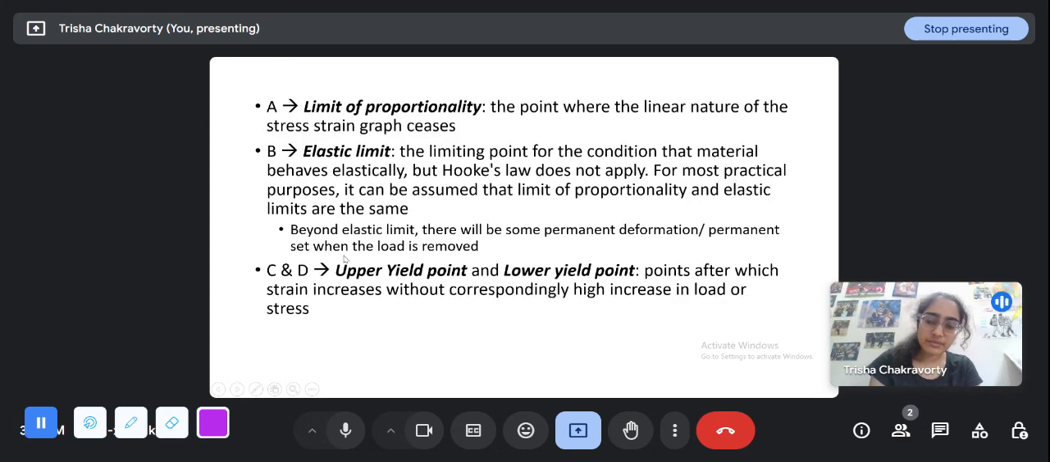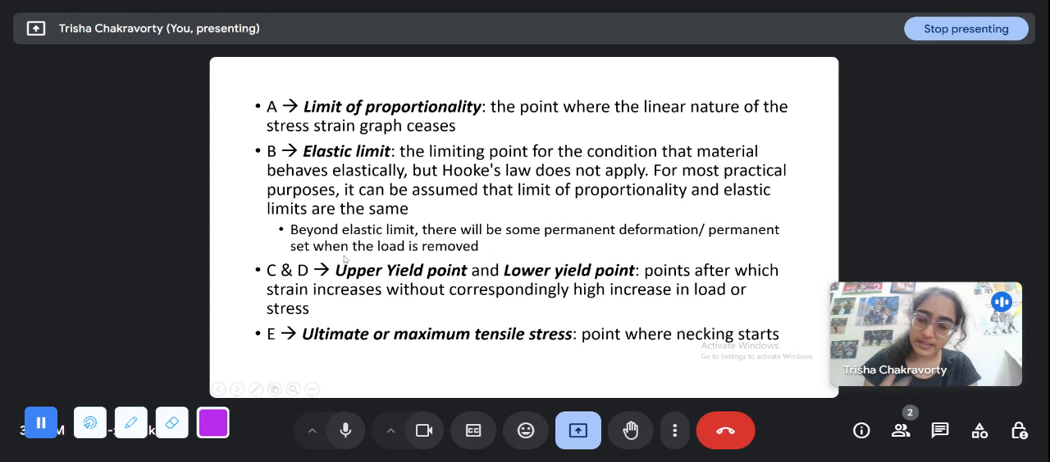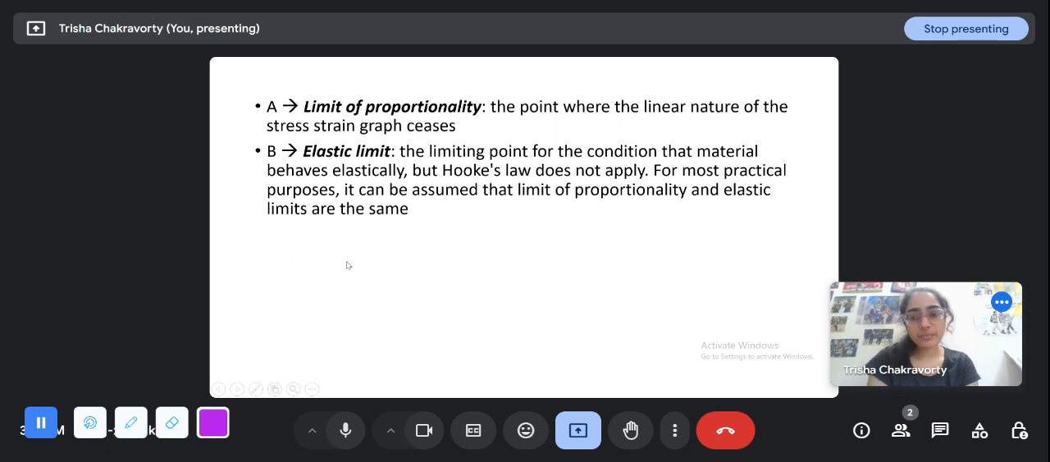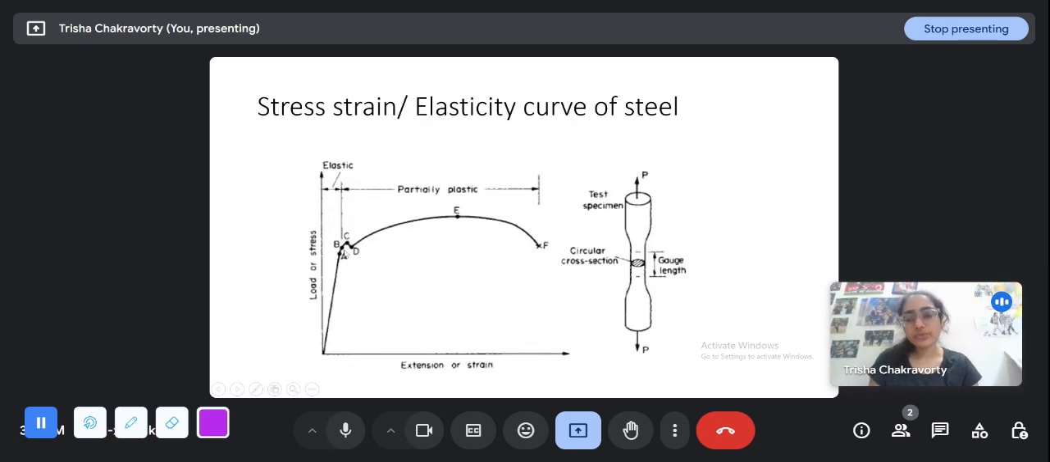After this, it starts to flow, and E is the ultimate or maximum tensile stress, the point when necking starts, and F is the fracture point, the point where the material breaks. So the significant properties that we have seen are Fy and Fu. Fy is the stress corresponding to C and D, somewhere between C and D, or we can take either C or D, or an average of the two. And in tension, the stress corresponding to E will be the Fu.